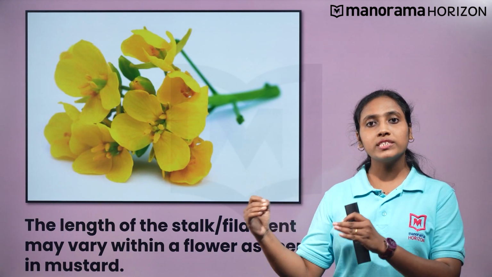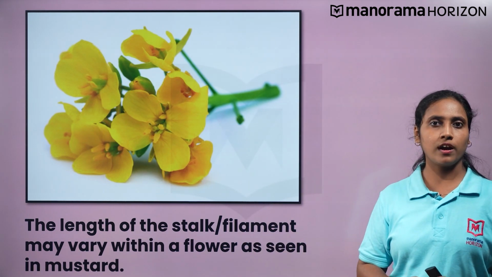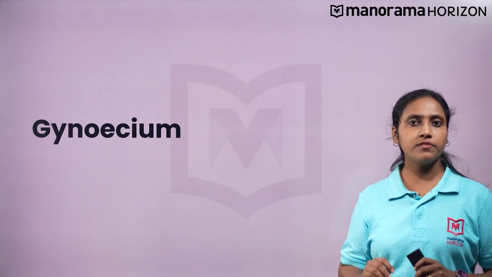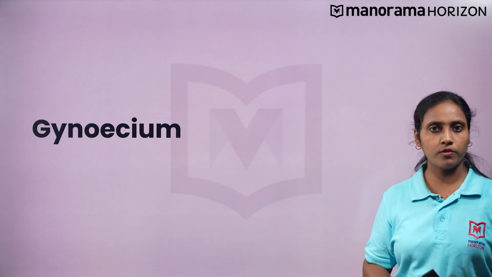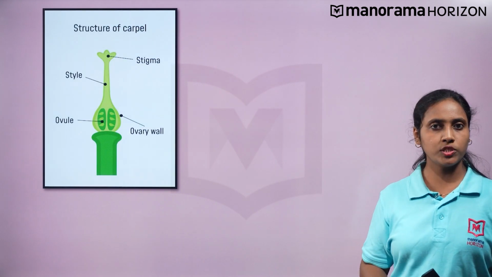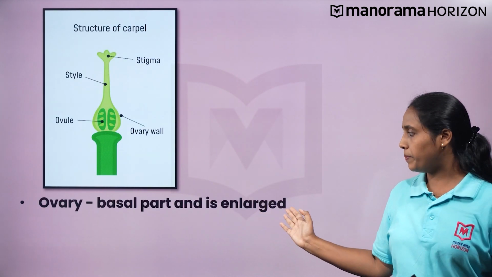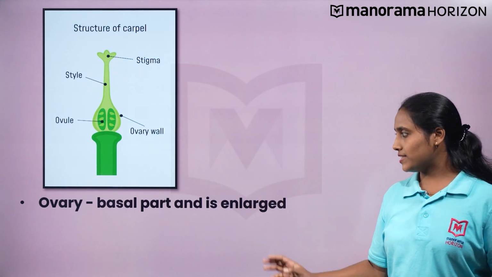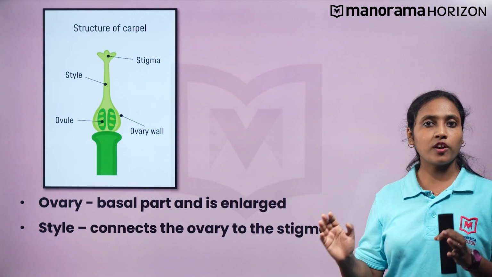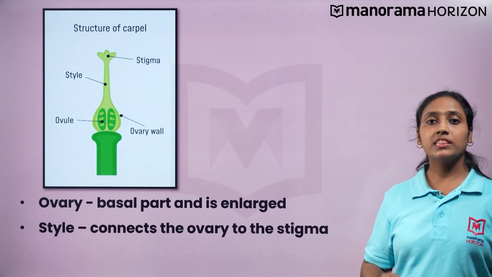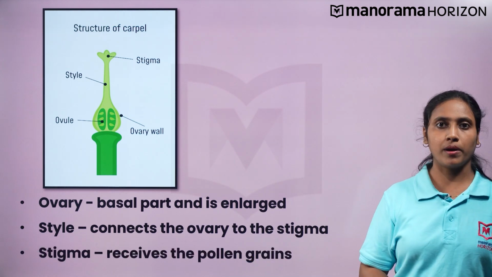Let's now move on to the second reproductive part of a flower, that is gynoecium. Gynoecium is the female reproductive organ of a flower made up of carpel. Carpel has the following constituents. Ovary is the basal part of the carpel and is enlarged, whereas style arises from the ovary and connects the ovary to the stigma. The third part is the stigma.